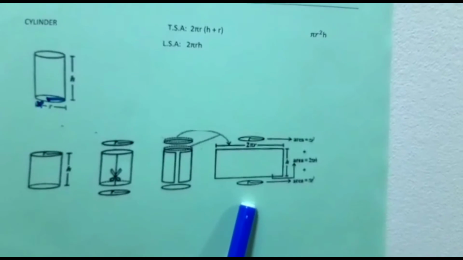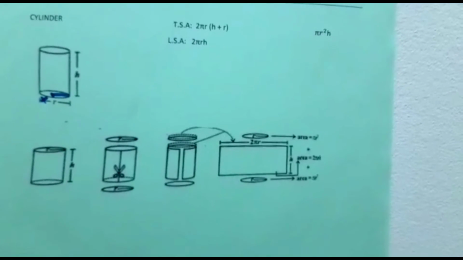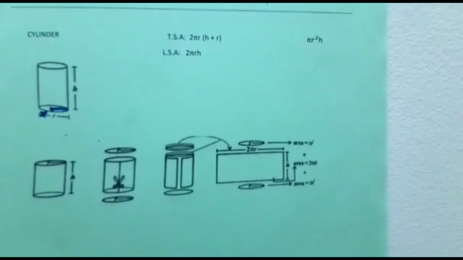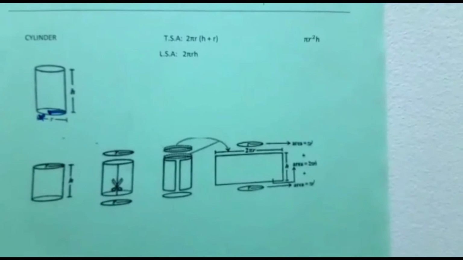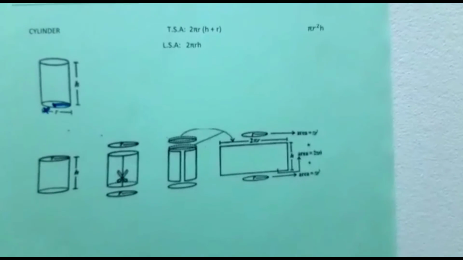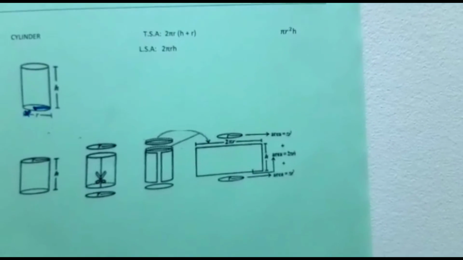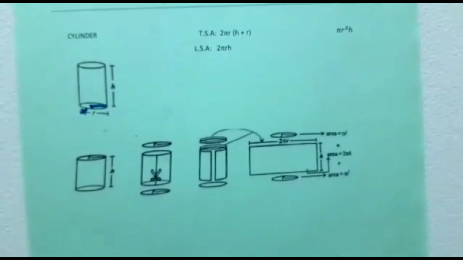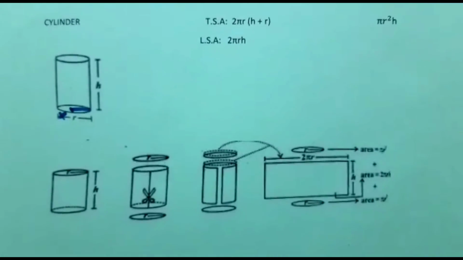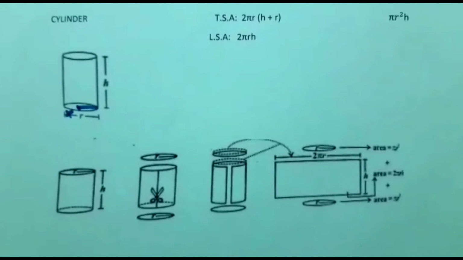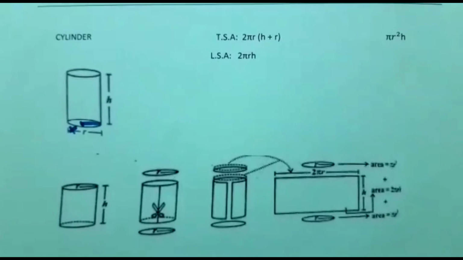So the total surface area is equal to 2 pi r bracket h plus r, height plus radius. You should take the sum multiplied by 2 pi r. 2 pi r is the circumference of the circle. Circumference means perimeter. Perimeter of the circle multiplied by the sum of the height and radius. And the lateral surface area means only the curved surface area. You will get 2 pi r, the circumference, multiplied by the perpendicular height h. That is 2 pi r h, the lateral surface area of the cylinder.